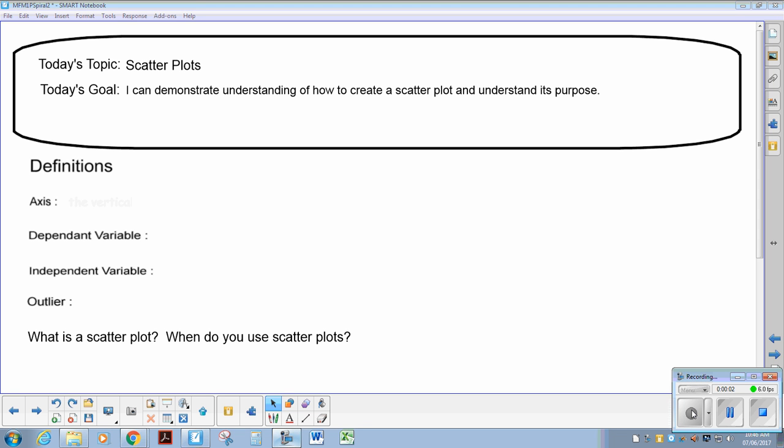Hello, welcome to lesson 2 in the second spiral, and we're talking about scatter plots today. So I can demonstrate understanding on how to create a scatter plot and understand its purpose. So there's a couple definitions we have to work with first. I'm just going to go through them quickly here.